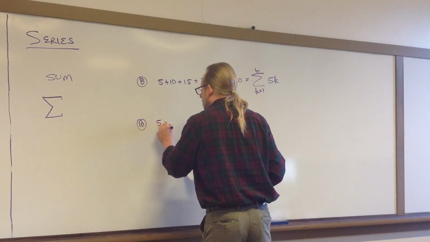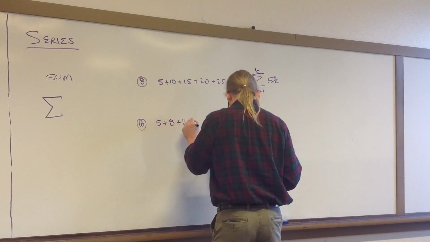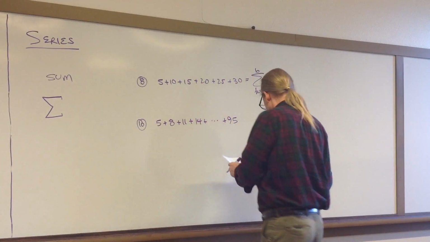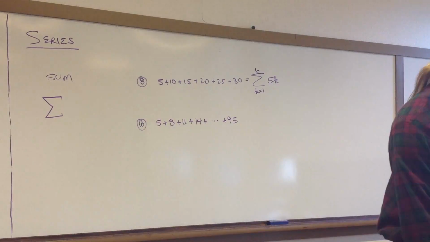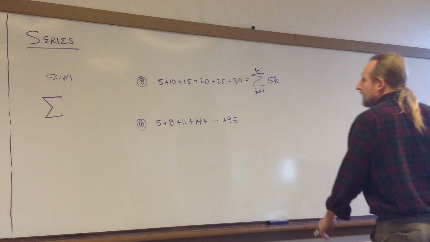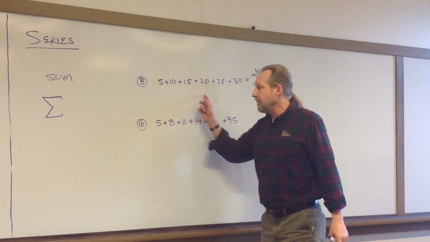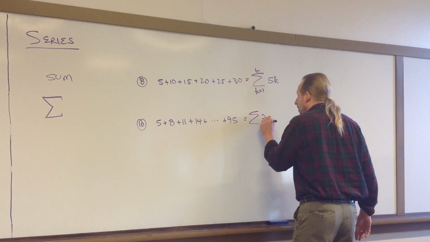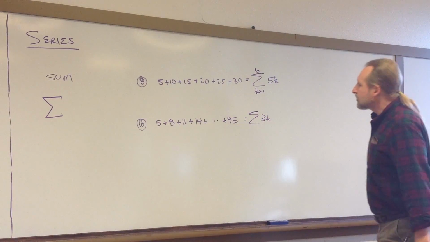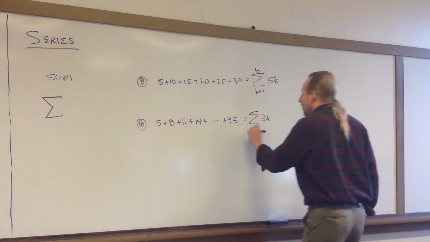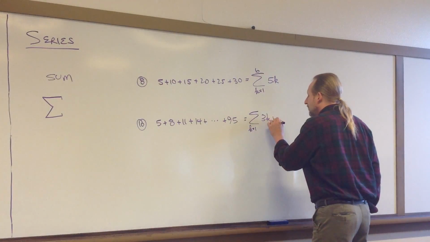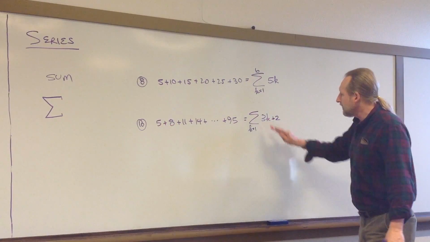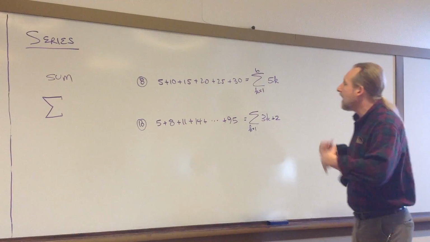Let's see here. 5, 8, 11, 14, and then we've got a dot, dot, dot, and then it ends at 95. All righty? So again, you've got a common difference. These are both arithmetic. Here the common difference is 3. So let's see, if we start k at 1, then here we would need to add 2, right? 3 plus 2 will give us that 5. And then 6 plus 2 will give us the 8, and so on.